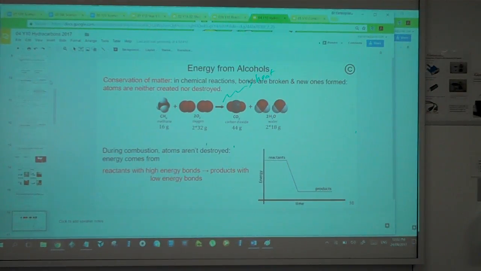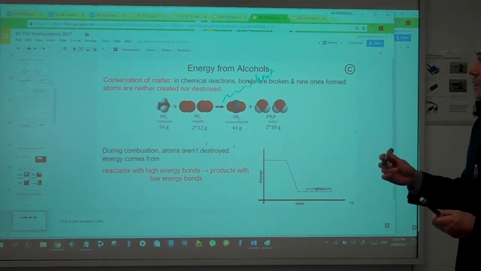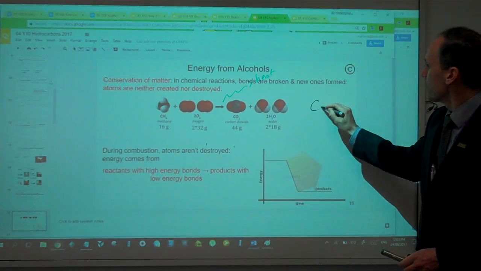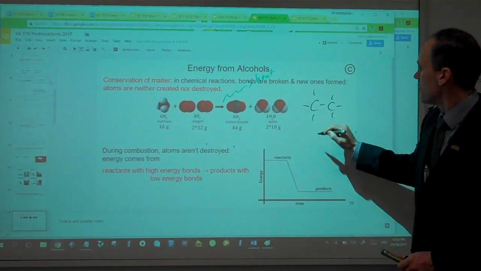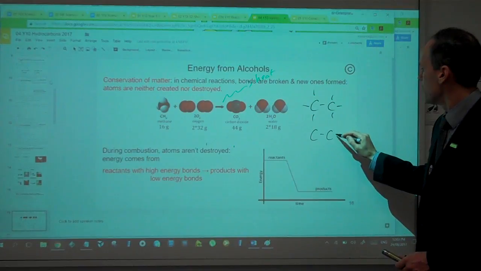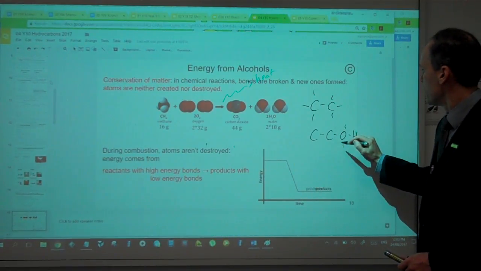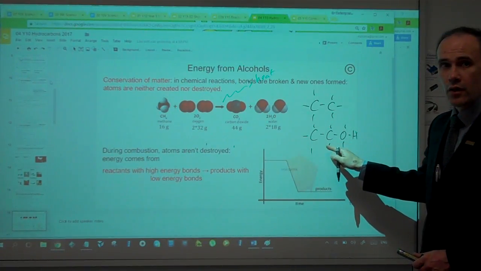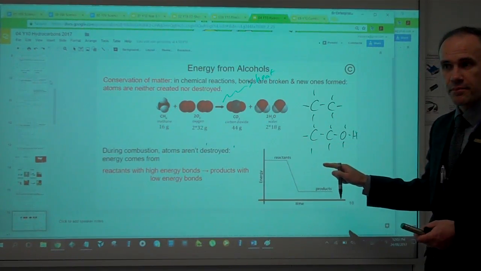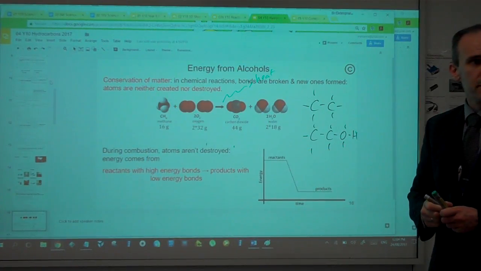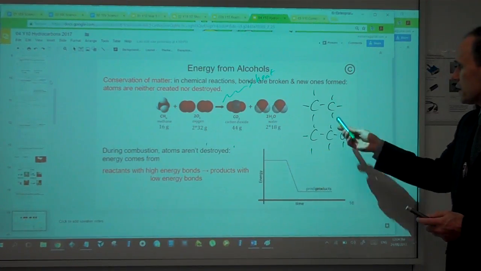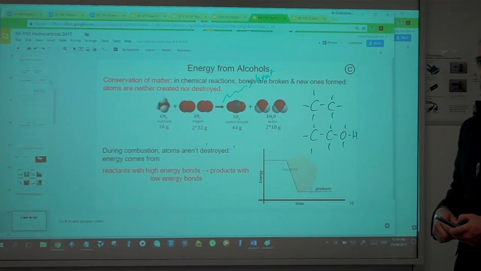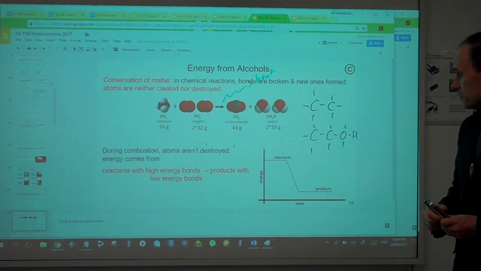Okay. And so, obviously, now, just quickly, knowing this, this is ethane, this is ethanol. Which one has more energy per gram? Hey, wake up. This is ethane, this is ethanol. Which has more energy per gram? Ethanol. Why? Does it have an extra hydrogen?